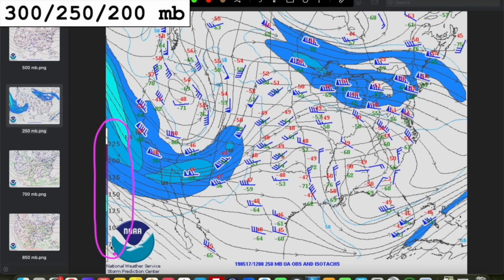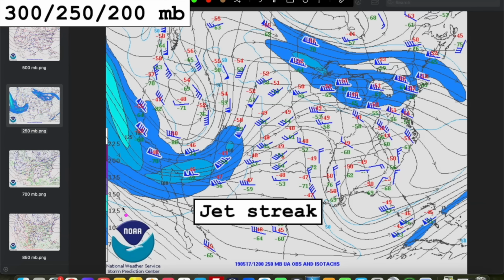So your blue colors are 75, 100, 125 knots, and your purple colors are any winds above 150 knots. The winds at the upper levels of the atmosphere are much, much stronger than they are in the lower levels of the atmosphere in most cases, especially near troughs. Just like at the 500 millibar level, we want to be looking for these troughs, which are often associated with jet streaks. Jet streaks are these little areas of enhanced flow that tend to round the base of the trough.